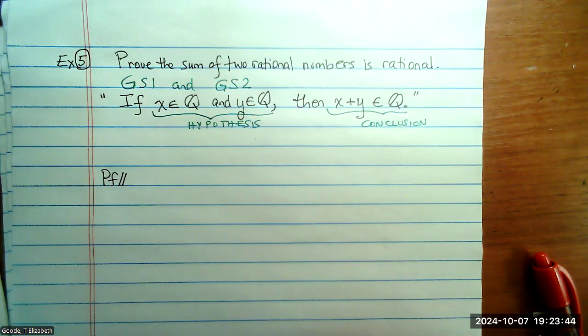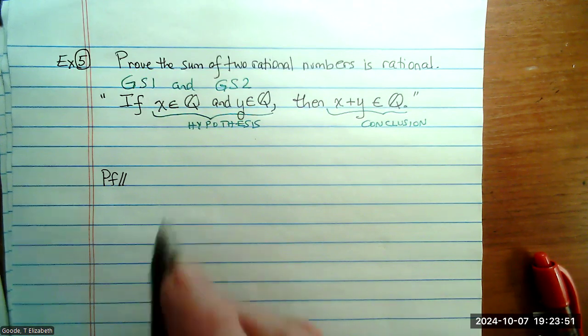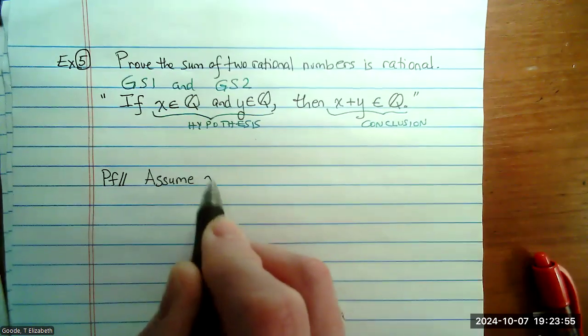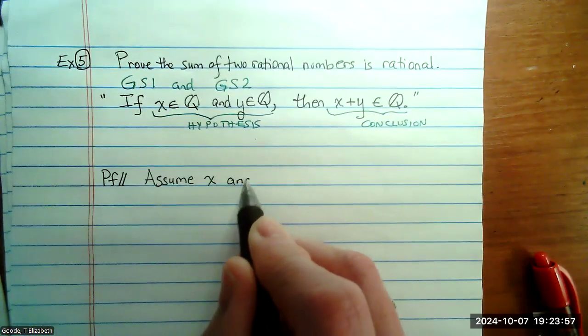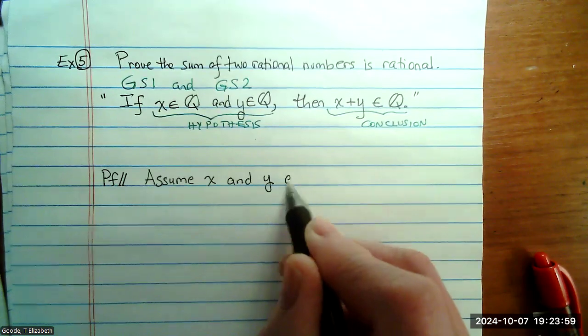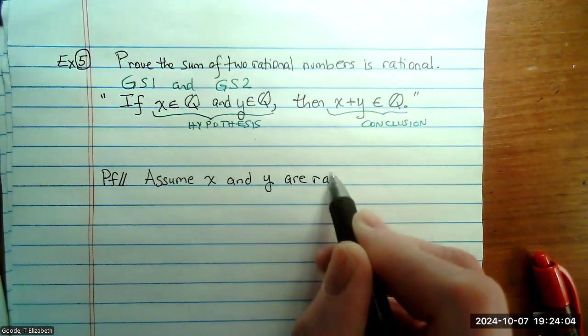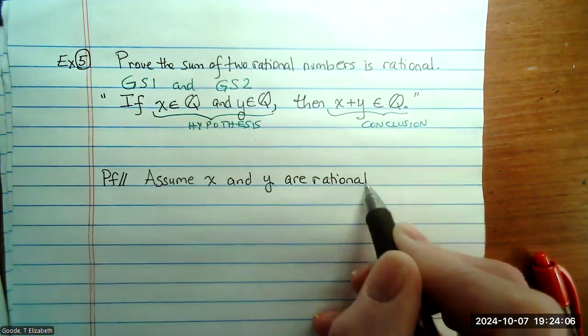What should we assume? What's our first sentence of our proof? X and Y are rational numbers. You bet. Assume x and y are rational. And certainly you can write the word numbers.